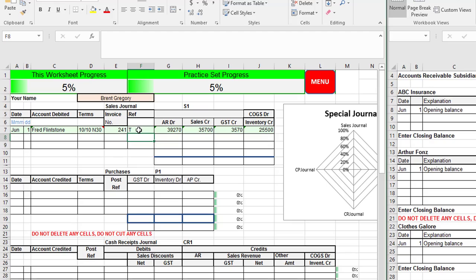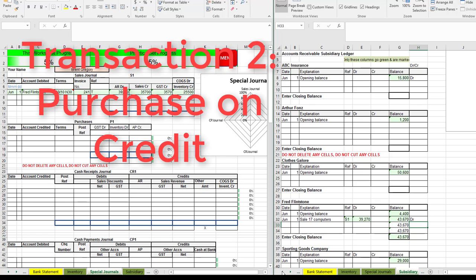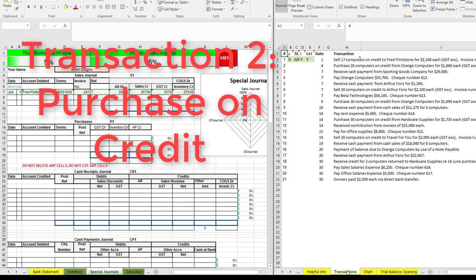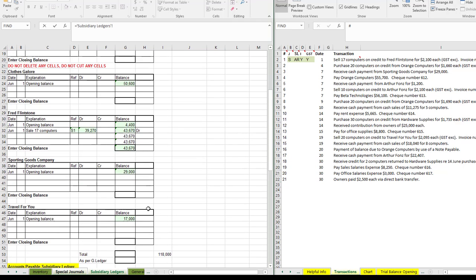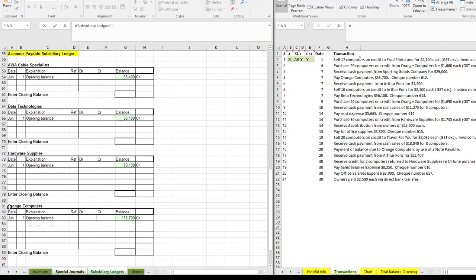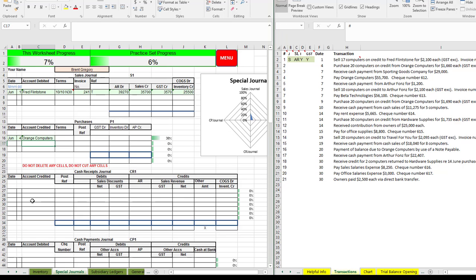So let's do the next transaction. This will require us to go to the transactions and purchase 20 computers on credit. So that's going to be the purchases journal. The date is going to be June 4. Here's our June 4. Account credited is Orange Computers. So let's go to the subsidiary ledger. Go down to the creditors journal. Select Orange Computers. And we know we've got the right account.